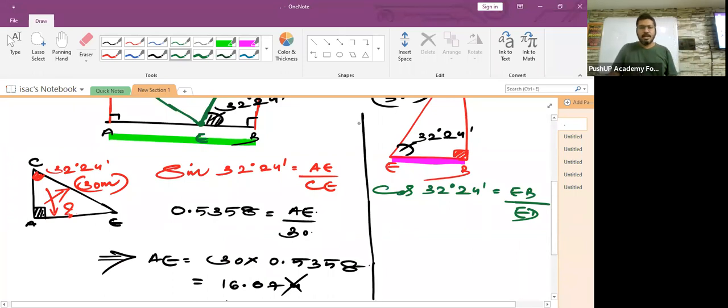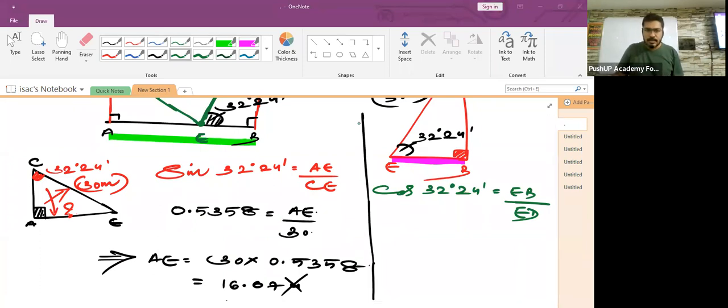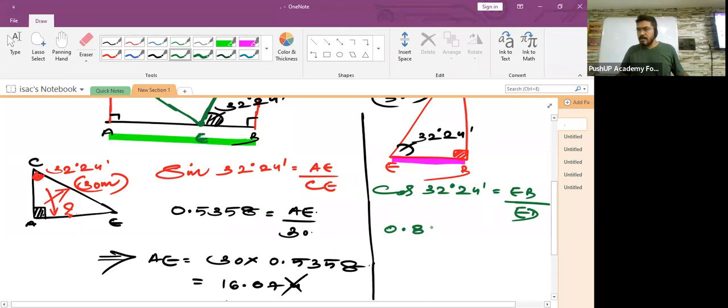What is the value? Afnan, are you there in the class? Okay. How much is the value? Cos 32 degrees 24 minutes. 0.8443. How many of you got the same answer? 0.8443. All right, very good. Very good, children. So this is equal to EB. EB is what? Oh, that is what we have to find. ED is how much? 30.